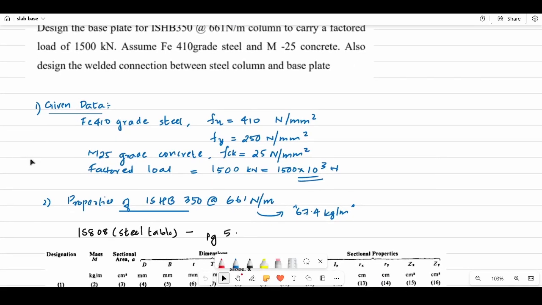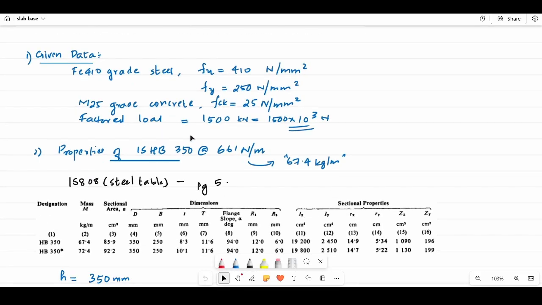The base plates are provided beneath the column, just above the pedestal, to connect the column to the concrete pedestal. This will be a compression member, and we assume the load to be purely compressive in nature. The given data: we assume the grade of steel as 410, which means the ultimate strength of the member is 410 Newton per mm square, and the yield strength is 250 Newton per mm square. M25 grade concrete means the design compressive strength fck is 25 Newton per mm square. The factored load is given as 1500 itself, so no need to multiply. So the factored load will be 1500 kilonewton, which is 1500 × 10^3 Newton.